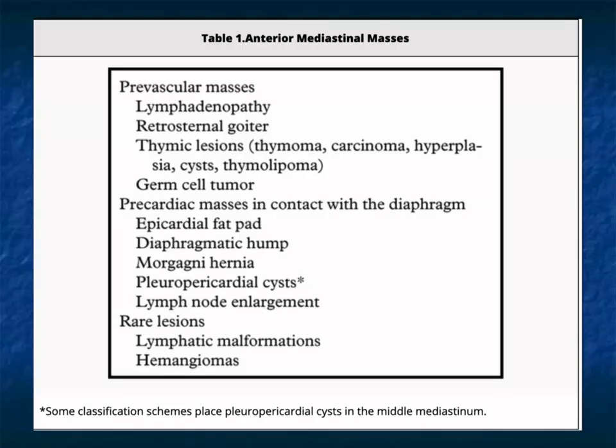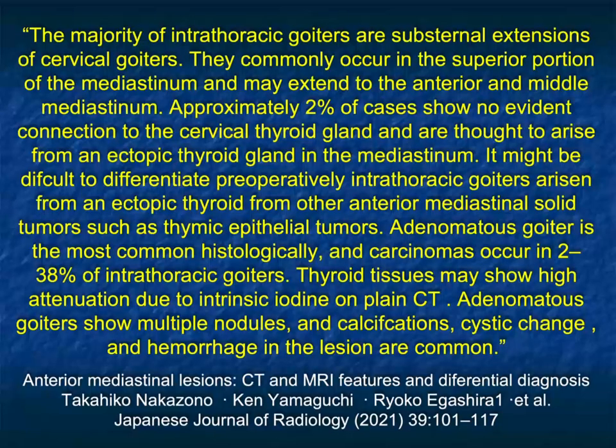Those are the key things. Then we talk about some other things maybe related to the heart, some unusual things, but that 3 T's and an L really have the rule of the house when you think about anterior mediastinal masses. So let's start with the thyroid.